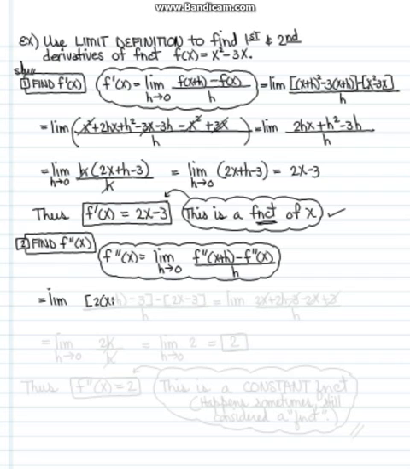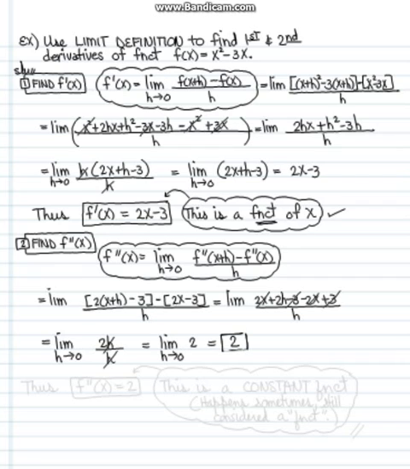That's equal to the limit of bracket 2 times x plus h minus 3. You see, we're using this function that we just found in step 1, minus 2x minus 3 over h, which is the limit of 2x plus 2h minus 3 minus 2x plus 3 over h. We cancel some terms, and we get the limit as h approaches 0 of 2h over h, which is the limit of 2. Oh, the limit of a constant number? That's just the constant number, 2. That's a limit law. Therefore, we have just found that the second derivative, f double prime of x, is equal to 2 for this function.